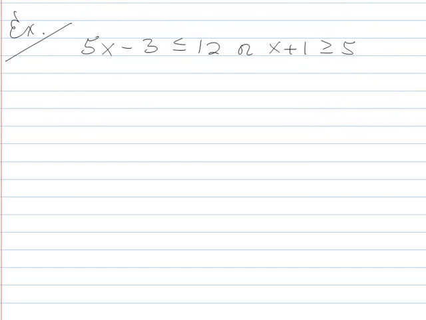So pretending you did that, whenever you're solving these, you want to solve each of them for x first. So I'll have to add 3 to both sides and get less than or equal to 15. Divide both sides by 5. So x is less than or equal to 3. Or, subtract 1 from both sides. X is greater than or equal to 4.